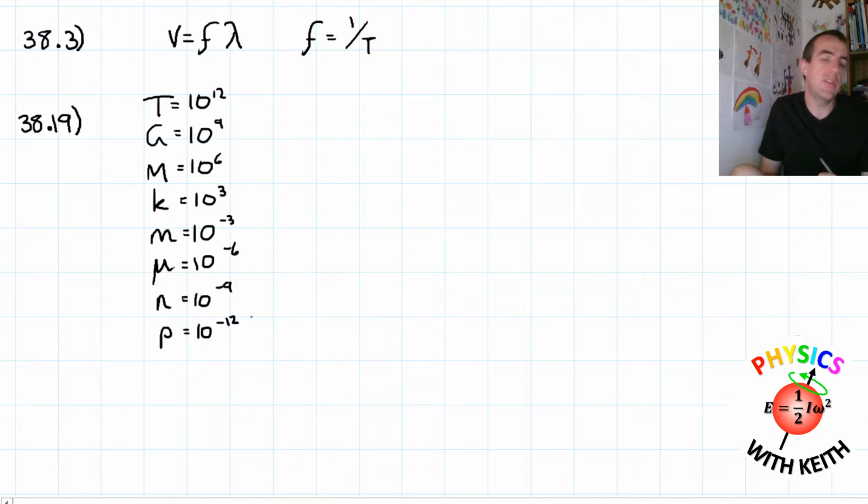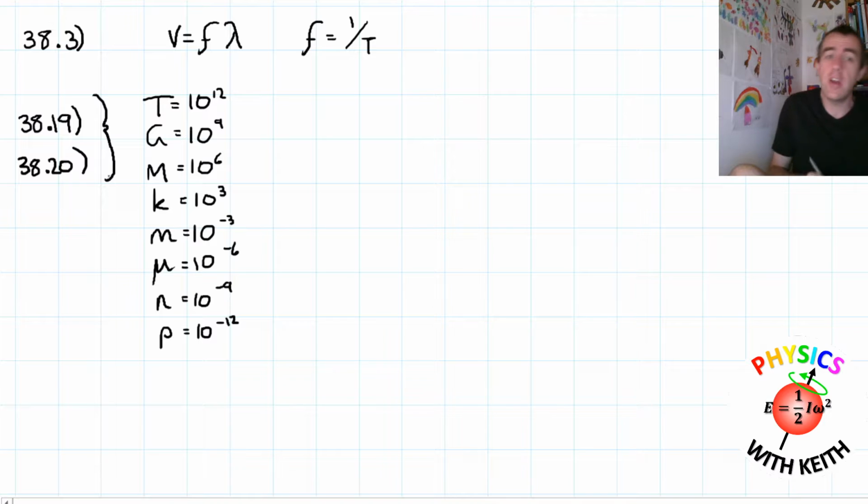38.19 uses the same equations as 38.3, but you do need to know those unit prefixes, those multipliers. For example, gigahertz would be 10 to the power of 9 hertz, or billion hertz. Megahertz would be 10 to the power of 6 hertz, or million hertz. And actually 38.20 is the same. There is another piece of information you need for these two questions, and that's how fast the wave is going.